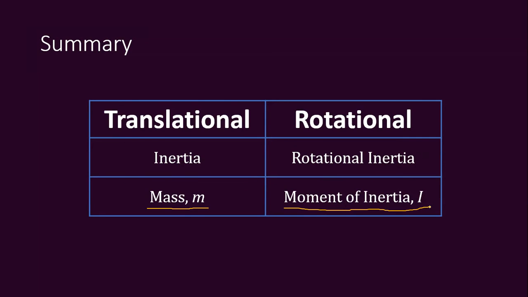The property of the object that tells us how resistant an object is to linear acceleration is going to be inertia or mass. But the property that tells us how resistant they are to angular acceleration is going to be rotational inertia or moment of inertia.